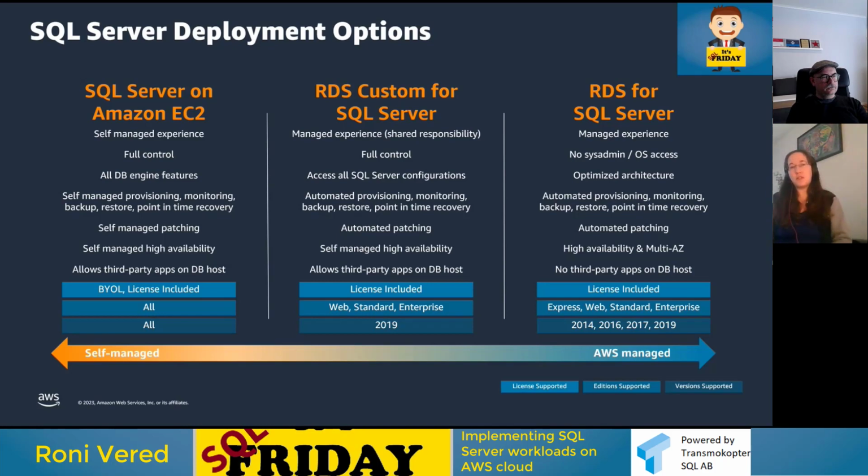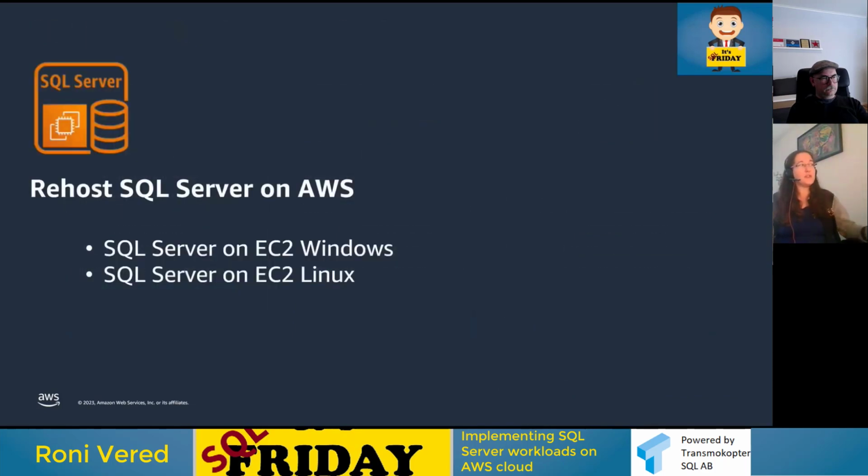So these three options are the full spectrum of options that we give customers in order to accommodate as many use cases as possible and adhere to all the requirements of the customers that we have. So we will start to talk a little more deeply about these three options. First and foremost is rehosting your workloads into self-managed SQL Server on EC2.